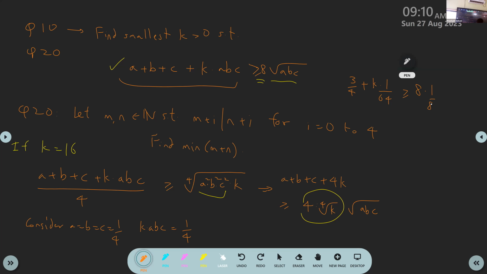Actually, we simply get k greater than or equal to 16, right? So that directly gives us the result that k has to be greater than or equal to 16. Or in other words, if I choose a value of k less than 16, then this inequality won't be true anymore. So that is exactly the border case.